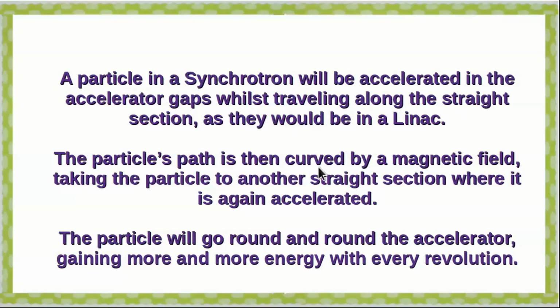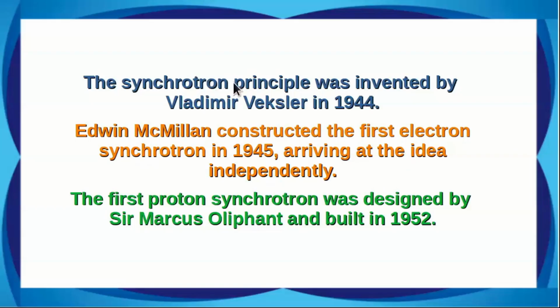The particle's path is then curved by a magnetic field, taking the particle to another straight section where it is again accelerated, and so on. So the particle will go round and round the accelerator, gaining more and more energy with every revolution. The principle of the synchrotron was invented by Vladimir Veksler in 1944. McMillan constructed the first electron synchrotron in 1945, arriving at the idea almost independently of Veksler. The first proton synchrotron was designed by Sir Marcus Oliphant and built in 1952.